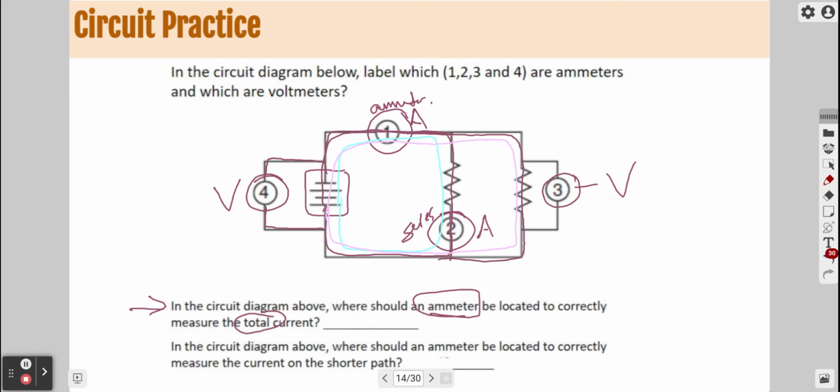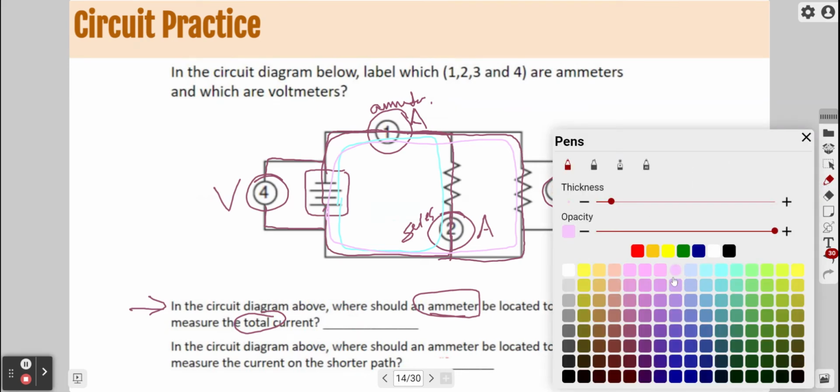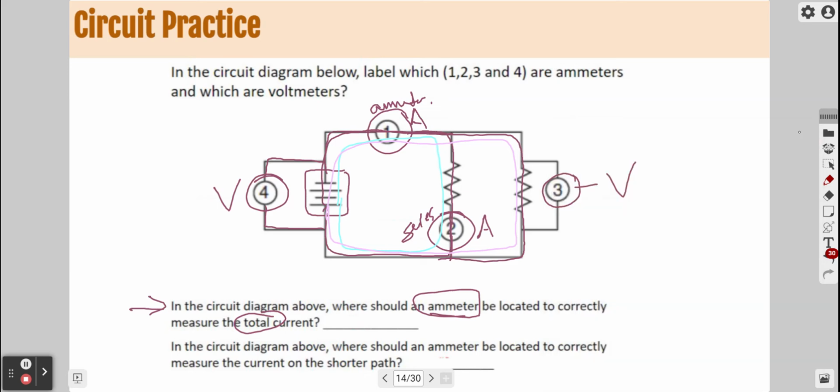If we want to make sure we're measuring the current for the total circuit, we need to make sure all the electrons are going through that ammeter. So number 1 is the only place where all the electrons are going through the wire. This ammeter here too is only going to measure the current for the blue circuit, whereas 1 is going to measure the current for the pink and the blue.